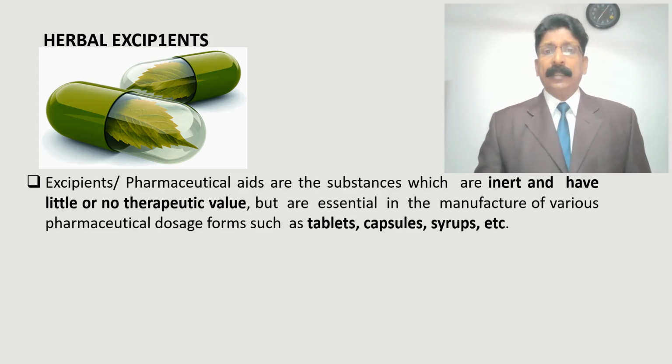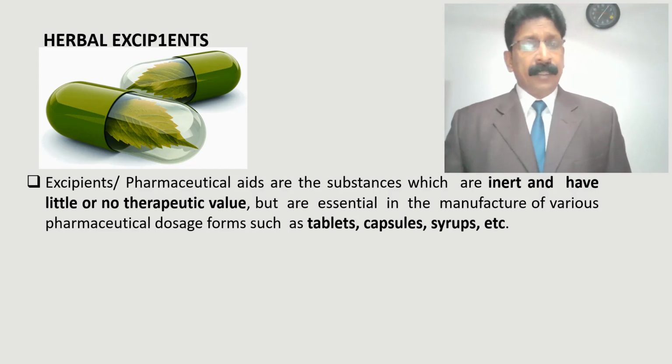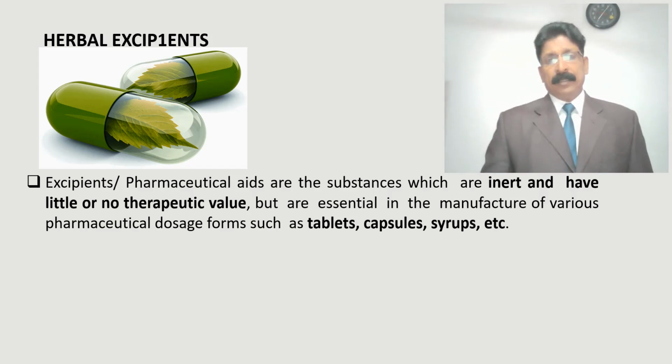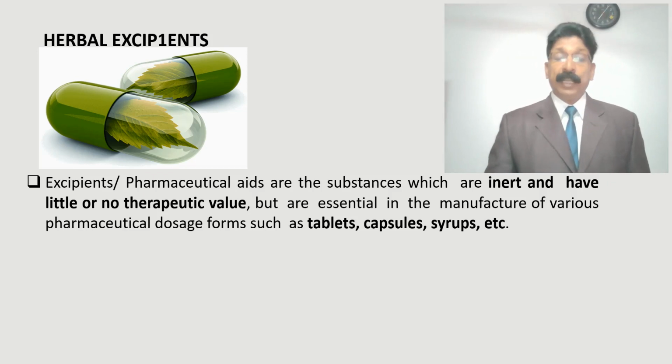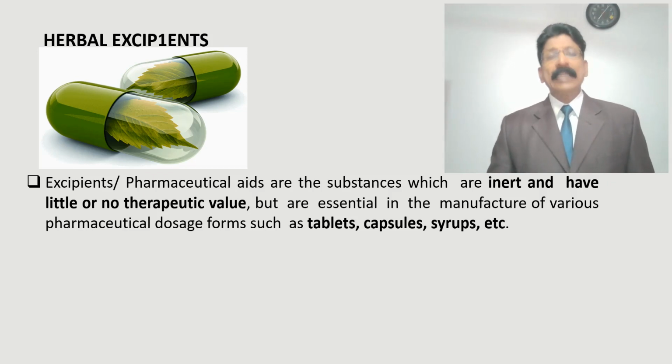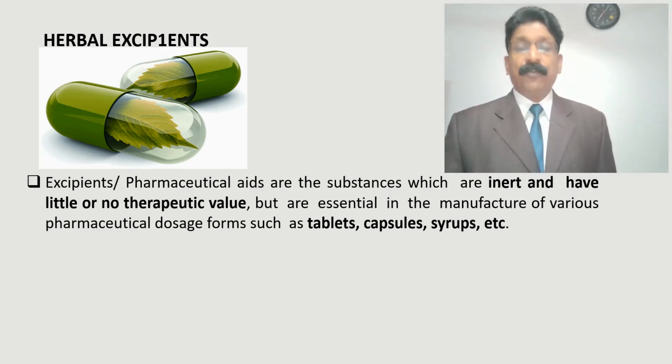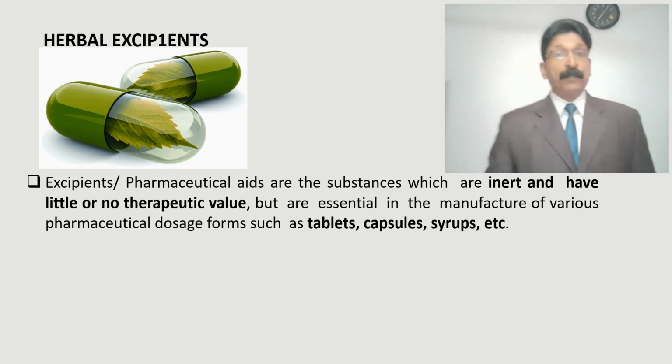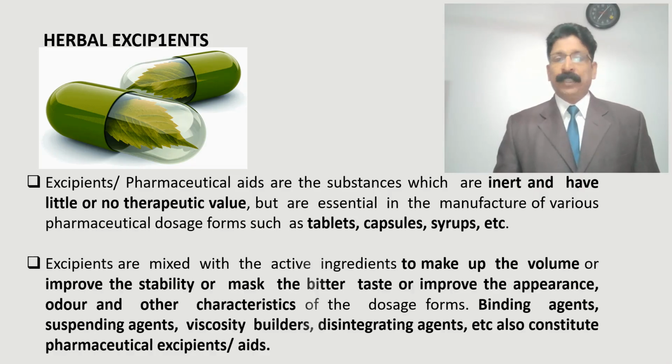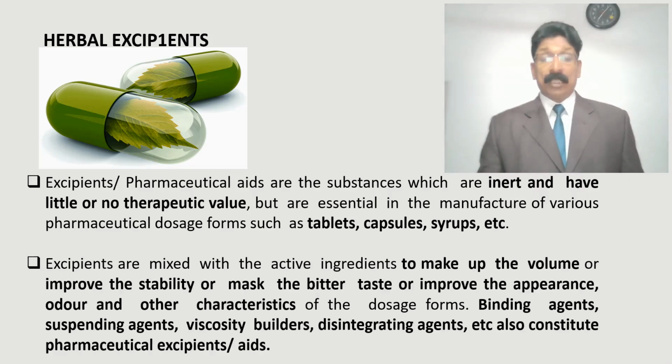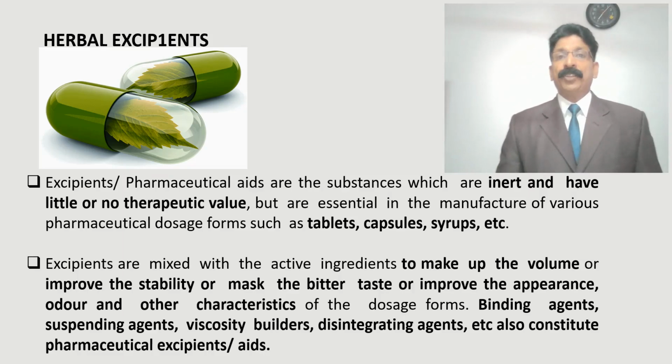Apart from the active ingredient, they are supportive material to give strength and consistency, and to make the formulation. We use these excipients, additives or pharmaceutical aids, which are essential in the manufacture of various pharmaceutical dosage forms such as tablets, capsules, syrups and many more. We know that many semi-solid preparations are also included, because lots of new novel formulations are available.